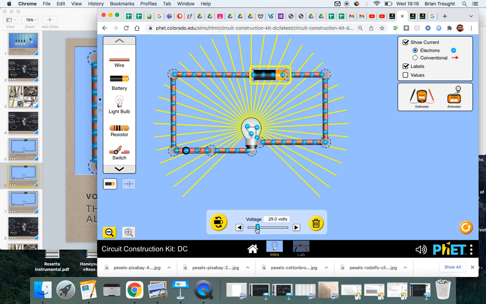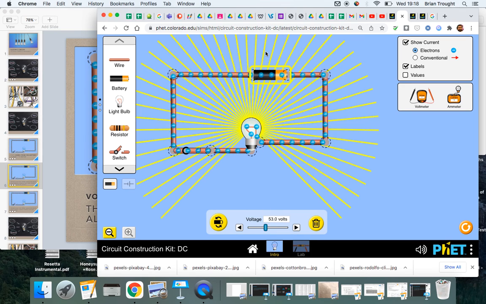We'll go once more. If I increase the voltage again, I'm increasing the push, and increasing the push is like pedaling faster on that bike chain, so the chain itself, which is the charges that are connected, increases in speed.